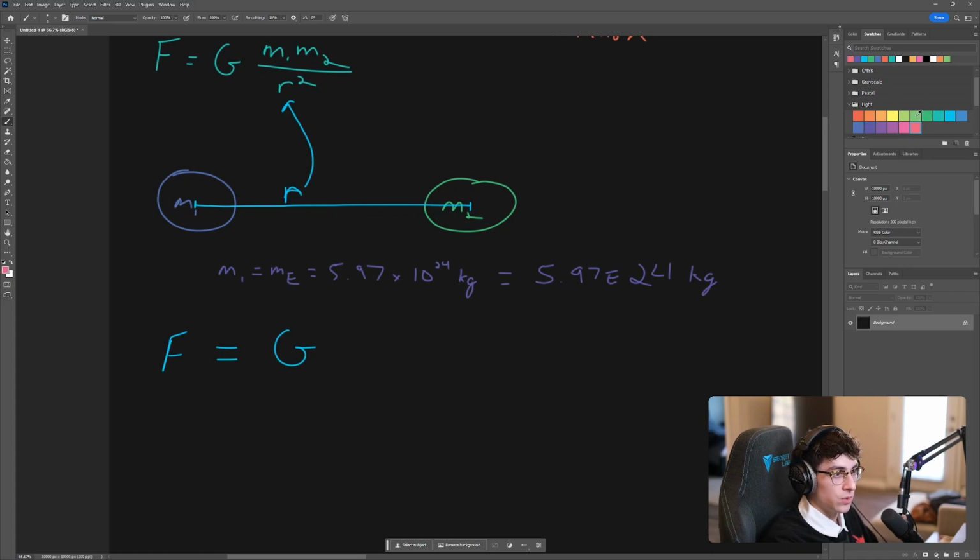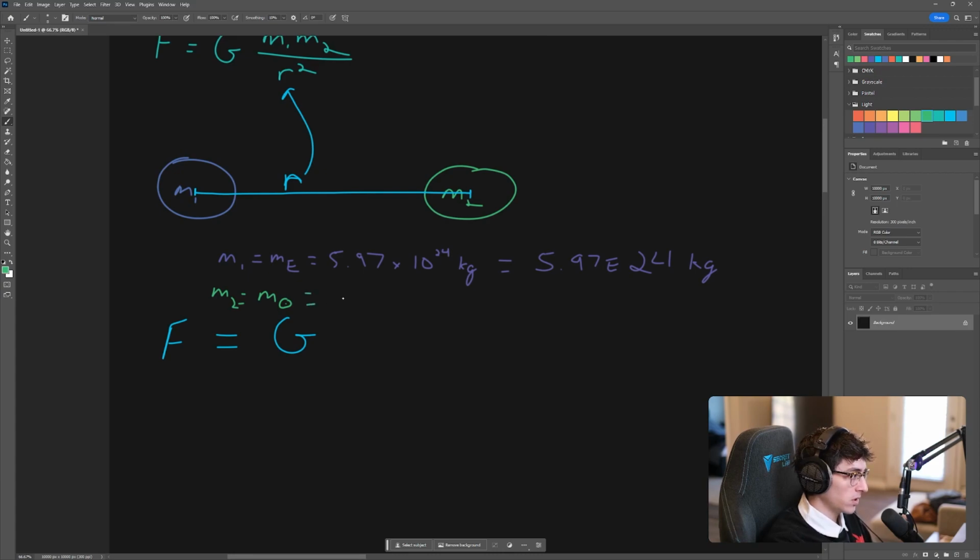And then we're going to do mass 2 is equal to the mass of the sun. And the way we're going to draw the sun is a little circle with a dot in it. That's how we're going to represent the sun from now on. We're not going to do M and then S like we did with Earth, which is ME. We're just going to do mass of the sun, which is equal to 1.99 times 10 to the 30th kilograms.